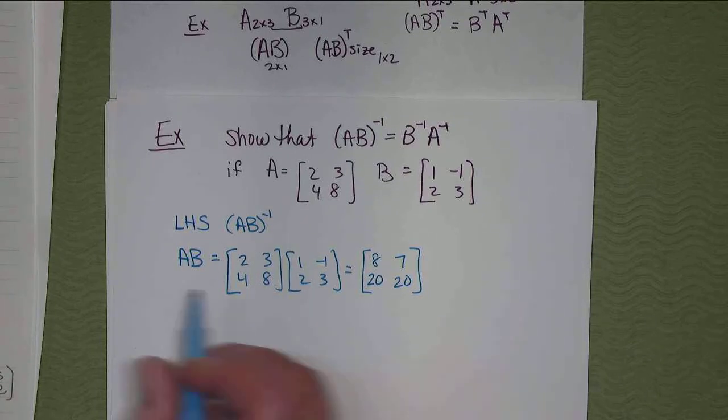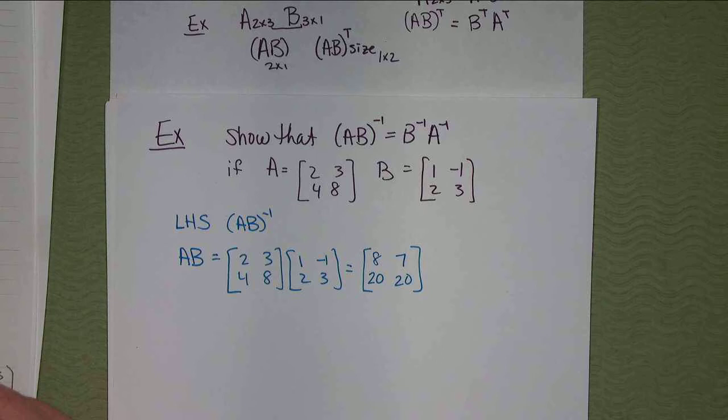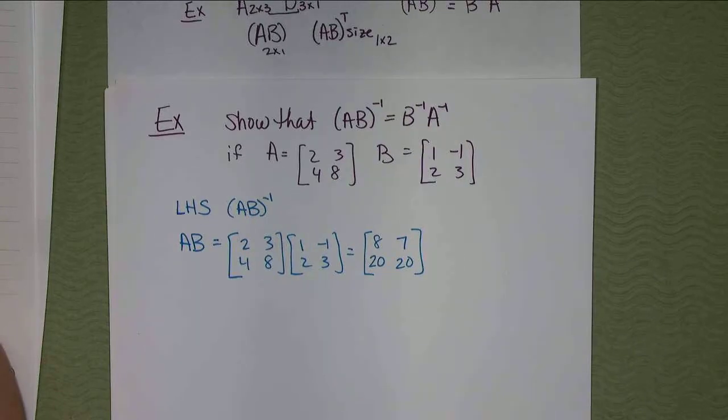Okay, so there's A times B. It matches what I have here, so let's assume it's right. I didn't show you all the actual multiplications. You should be able to do that. Now what?